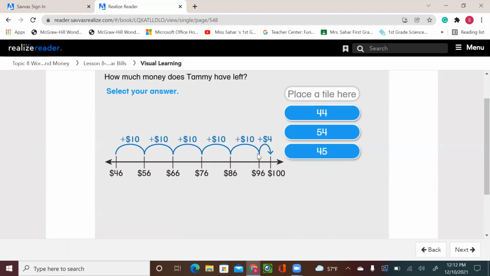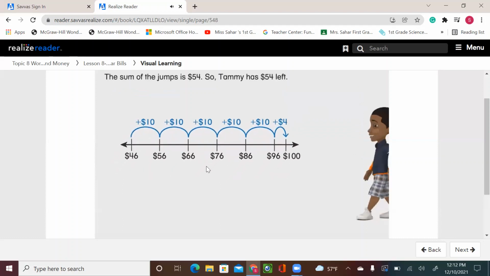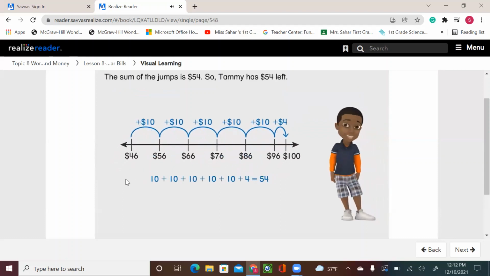So I'm not going to have a big jump towards $10. It's going to be only $4. Then what to do here? As usual, we count the steps or the jumps. So how many jumps did we take? 10, 20, 30, 40, 50, and 4, 54. So let's see if we did a great job. Awesome. The sum of the jumps is $54. So Tammy has $54 left. $100 minus $46 equals $54.